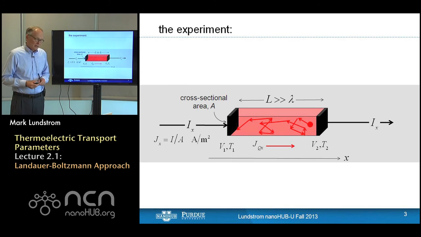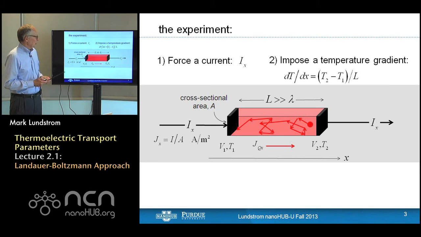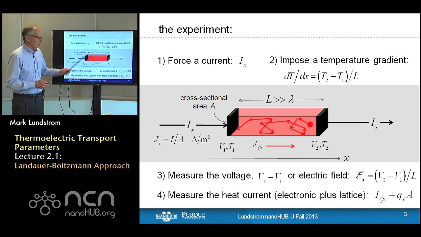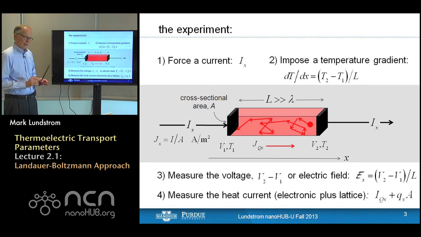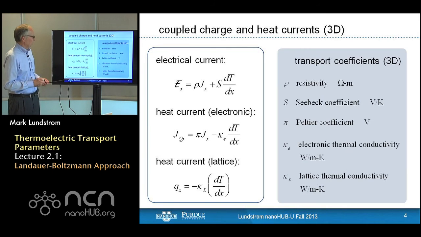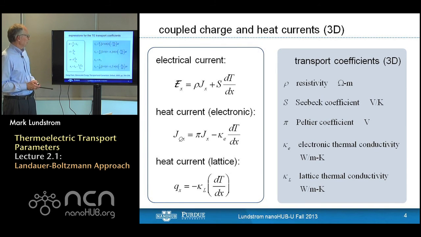So this is the experiment that we're doing again. We force a current through a resistor. We impose a temperature gradient. We measure the voltage across the 2 ends of the resistor, and we measure the heat current that flows, and we want to be able to relate all of the quantities that we force to the quantities that we measure. And the key to doing that are a set of thermoelectric equations, and we're going to be looking at deriving the equations for the electric field or voltage that we measure across the resistor, for the electronic part of the heat flow, and for the lattice part of the heat flow. And we'll try to develop expressions for all of these transport coefficients.